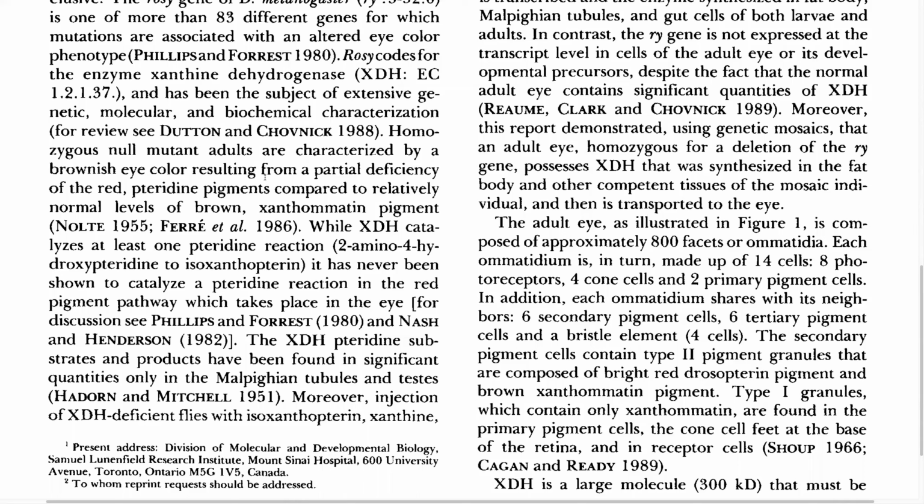And now it's a little more specific here: a partial deficiency of the red pteridine pigments compared to relatively normal levels of brown xanthommatin pigments. These are names you might also see in other papers, pteridine and xanthommatin. Those are the names for categories of pigment molecules, molecules that show red color or molecules that show a brown color. All right, so XDH catalyzes at least one pteridine reaction. It has never been shown to catalyze a reaction in the pigment pathway that takes place in the eye.